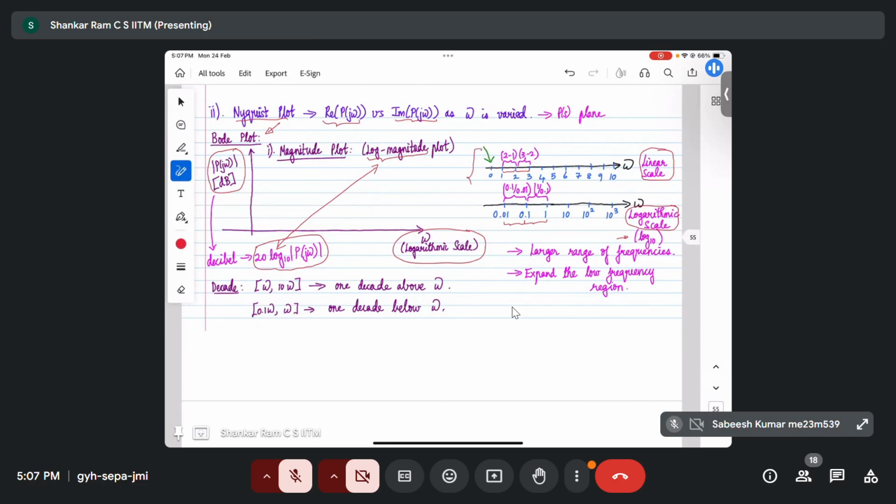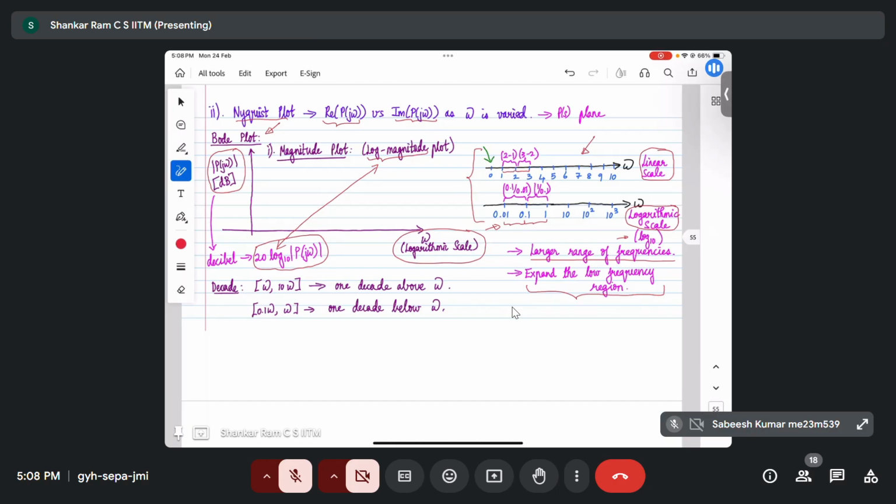The advantages are immediately obvious from these two plots, right? Using a logarithmic scale, we can plot a larger range of frequencies. See, if you look at the first plot, we could plot only from omega equals 0 to 10. Whereas in the second plot, we could plot from 0.01 to 10 to the power 3. Okay, so that's a huge range of frequencies. So that's one advantage of a logarithmic scale. And another thing is that we can expand the low frequency region. Okay? That is an important advantage which you will realize as we go along, because for many physical systems the critical frequency may sometimes be at low frequencies, sometimes even less than 1 radian per second.